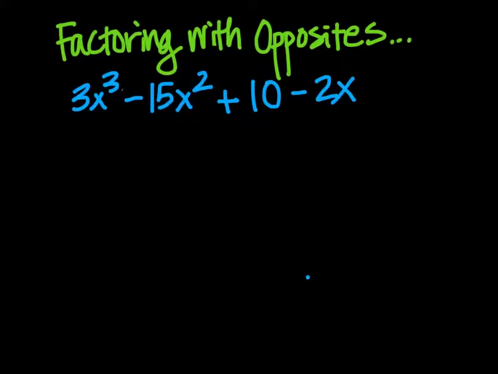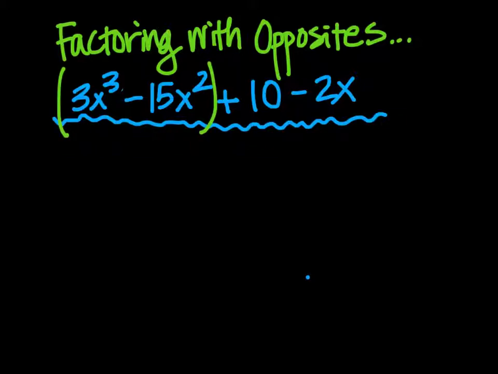What if you're given this particular scenario? We have 3x cubed minus 15x squared plus 10 minus 2x. If you didn't want to actually take the step to write it in standard form, sometimes you just don't. But we still have to group terms up, and let's do that.